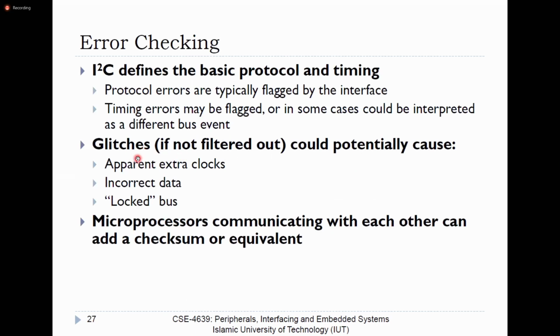Glitches is another type of error. It is related to the clock information, and also incorrect data, or in case the bus is locked. And we can say that an error can be checked if we add some extra byte for making the checksum.